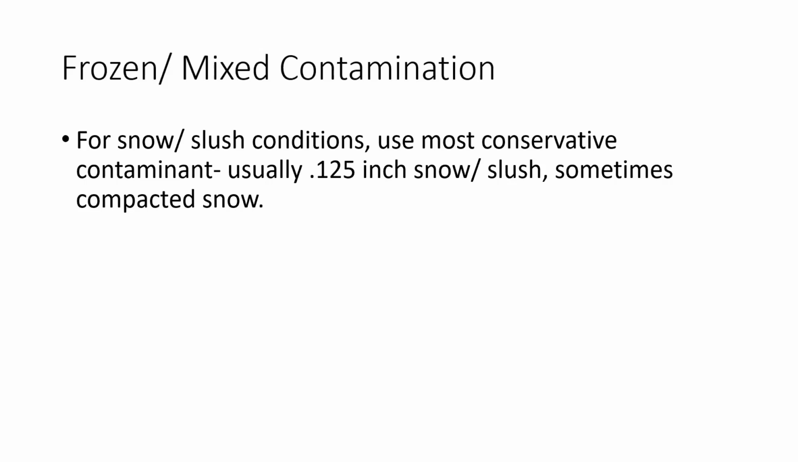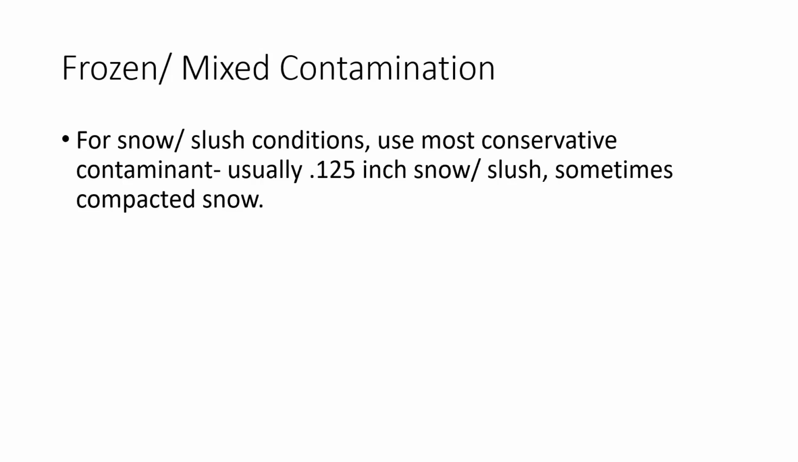If we're dealing with frozen or a mix of frozen and water contamination, then our recommendation is for a snow or slush condition. We want to use the most conservative contaminant. Now, this is going to vary depending on what model airplane you're flying. Some of the citations, the most conservative column is the 1/8 inch snow slush. For other citations, the compacted snow, we're talking about non-ice, of course, here. The ice is always going to be the most conservative, but we're talking about the non-icing condition. And then for some airplanes, it's actually going to cross over.